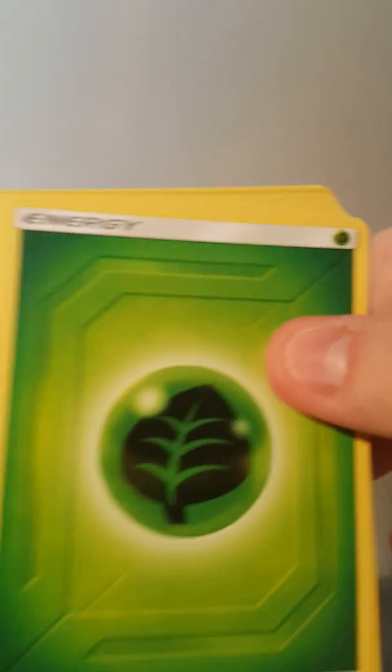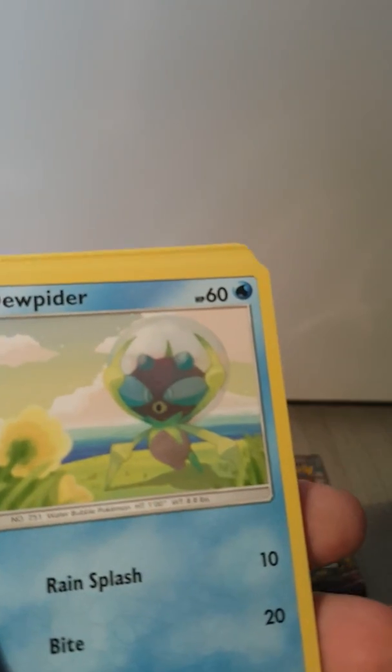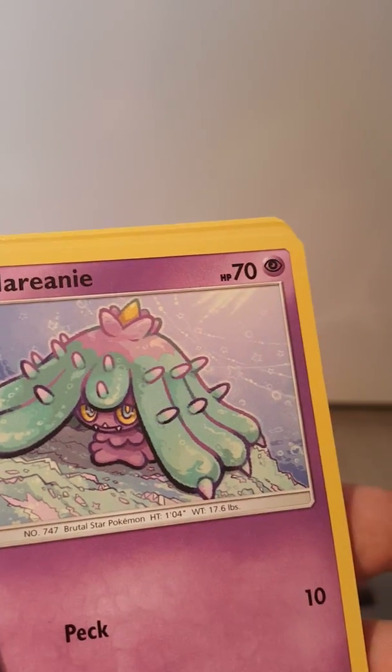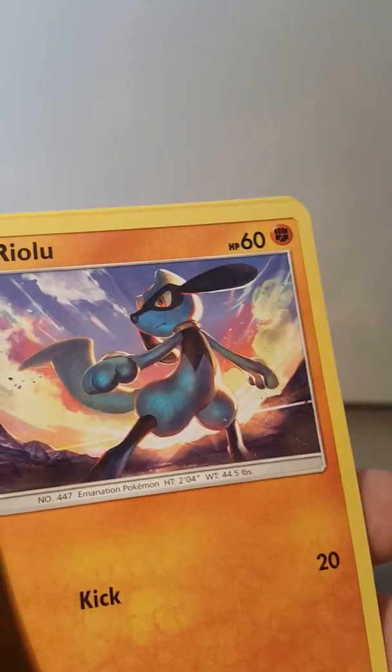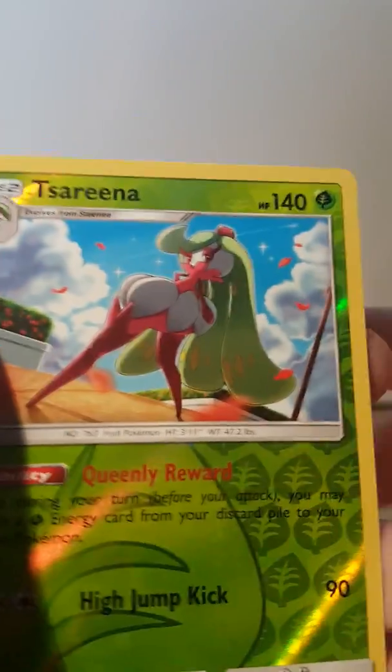I need me some rares. We got a Leaf Energy. We got Chandler? Zelf. We got Blue's Tactics. How dare I say that? Got Dupiter. We got Cryogonal. I hope I said that right. We got a Marini, a Fomantis, a Ryolu, a Holo Reverse Rare, right? Yeah, Serena. And we got another Rare Excadrill.